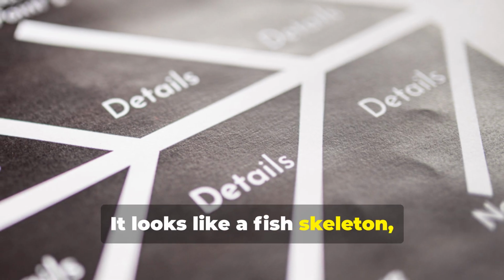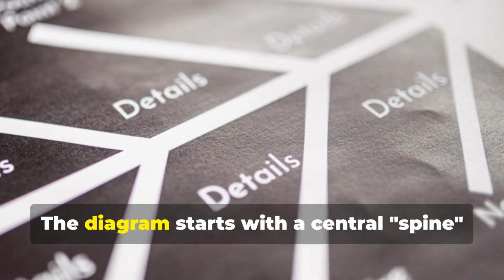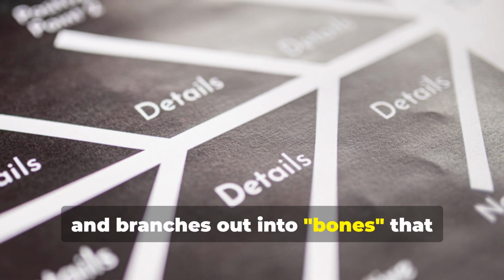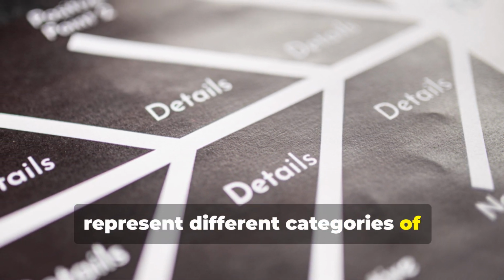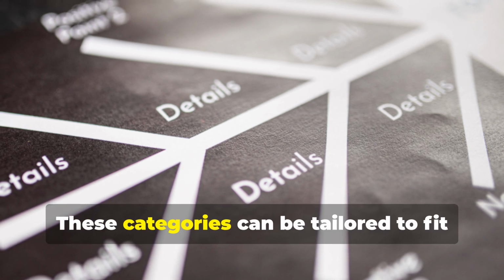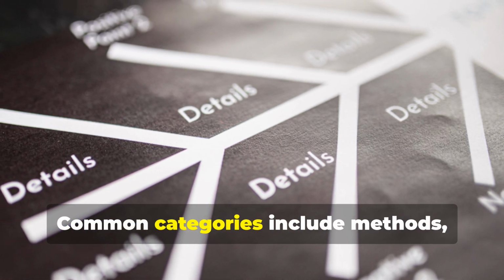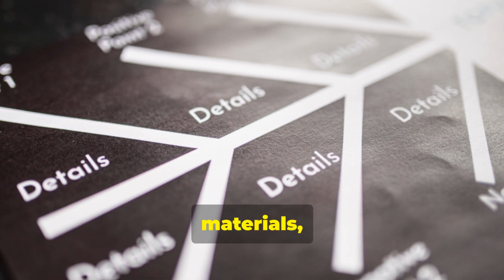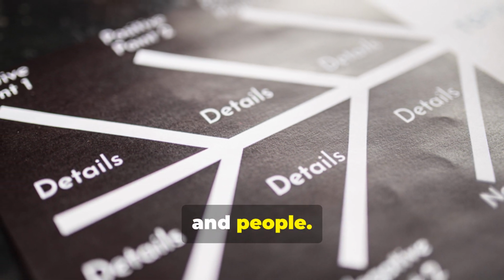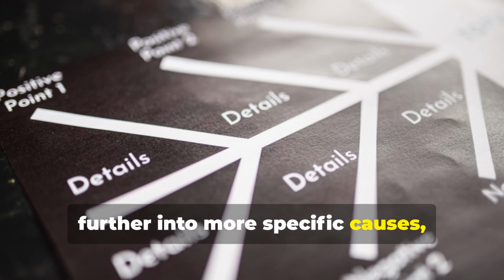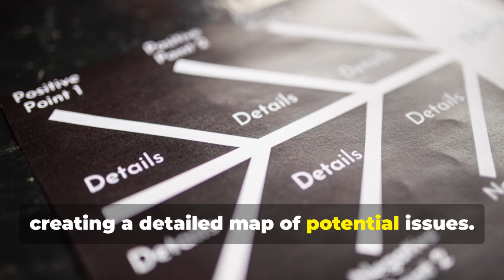It looks like a fish skeleton, hence the name. The diagram starts with a central spine and branches out into bones that represent different categories of potential causes. These categories can be tailored to fit the specific problem you're addressing. Common categories include methods, materials, equipment, and people. Each bone can then be broken down further into more specific causes, creating a detailed map of potential issues.